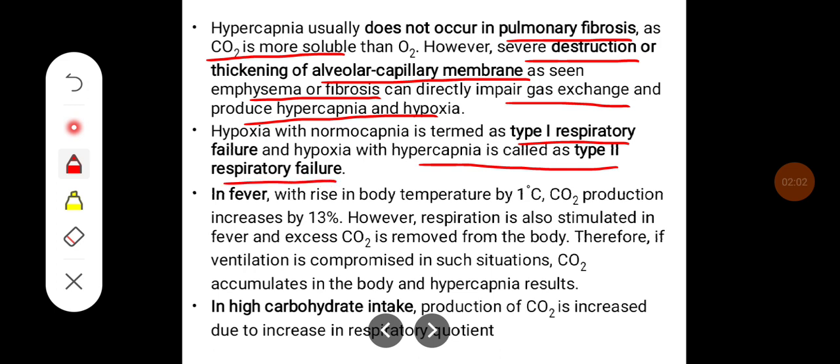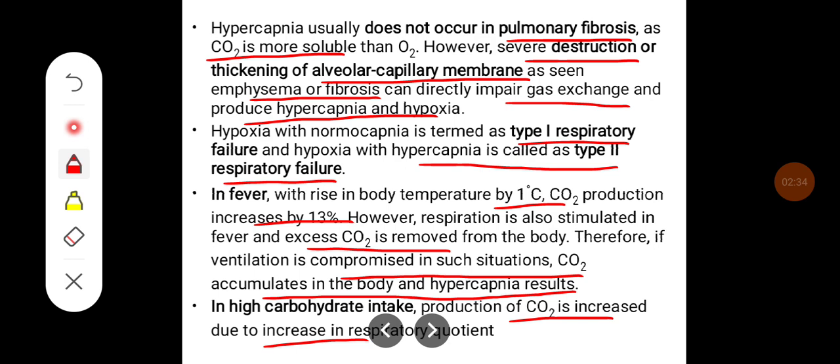failure. In fever, with a rise in body temperature by 1 degree Celsius, carbon dioxide production increases by 13%. However, respiration is also stimulated in fever and excess carbon dioxide is removed from the body. Therefore, if the ventilation is compromised in such a situation, carbon dioxide accumulates in the body and hypercapnia results. In a high carbohydrate intake, production of carbon dioxide is increased due to the increase in the respiratory quotient.